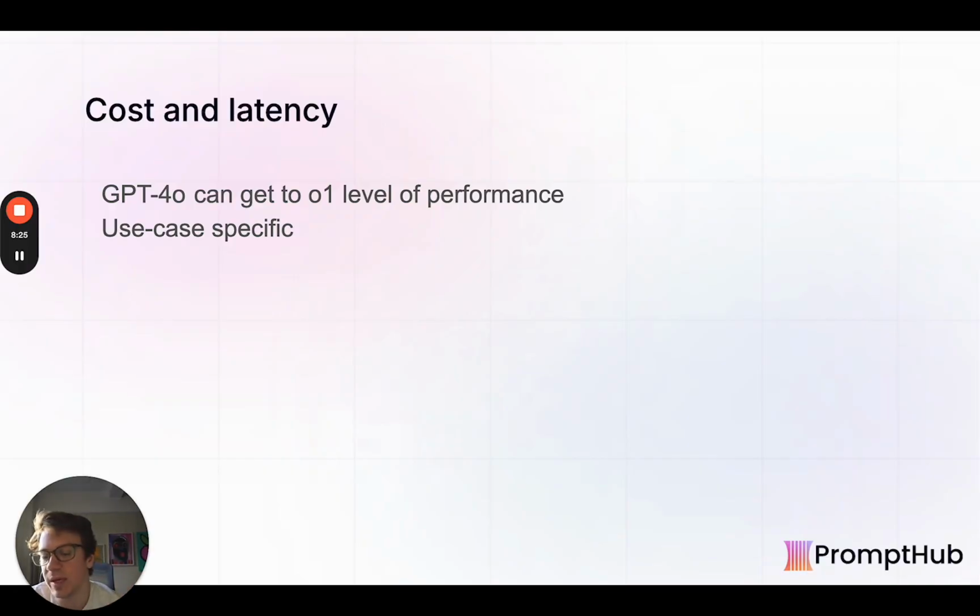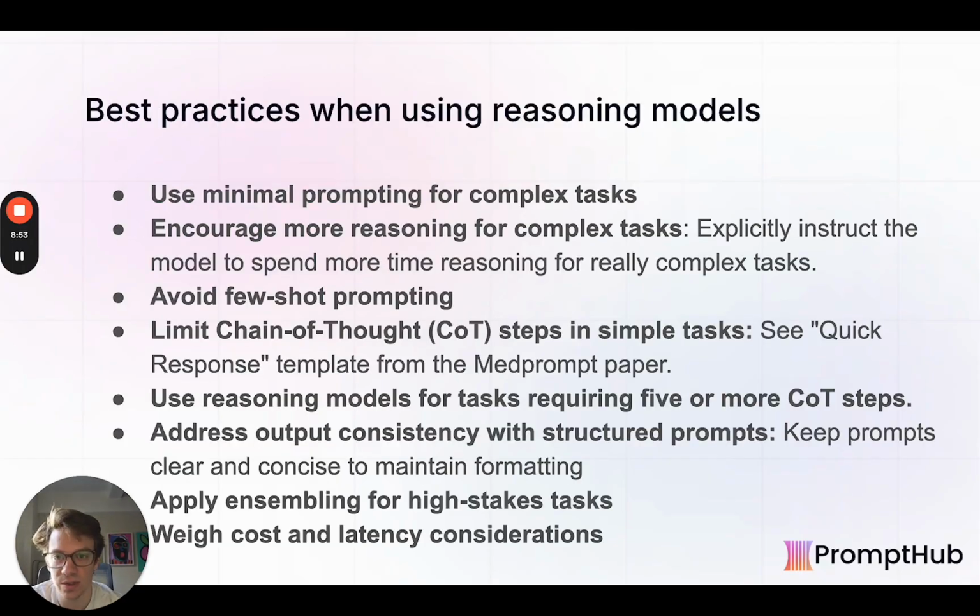And then, of course, when making this decision, cost and latency are very use case specific. As we saw in the first paper, you can get GPT-4o to O1 level of performance. It takes some work, but there are give and takes in terms of cost and latency. We covered 2 more papers in our blog post below about text to SQL tasks and hallucinations in terms of the performance of the different reasoning and non-reasoning models, if you want to check those out.